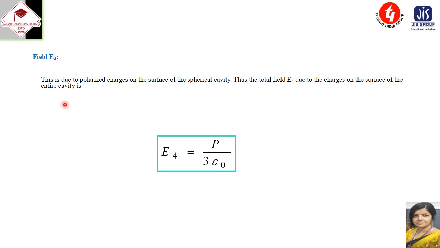Now the field E4. This field is due to the polarized charges on the surface of the spherical cavity. Thus, the total field E4 due to the charges on the surface of the entire cavity is written as E4 equal to P by 3 epsilon 0.